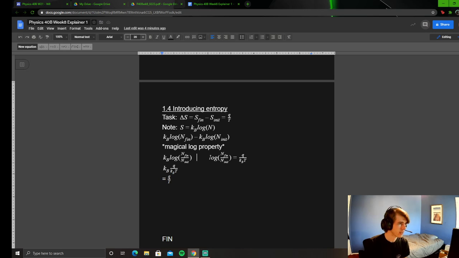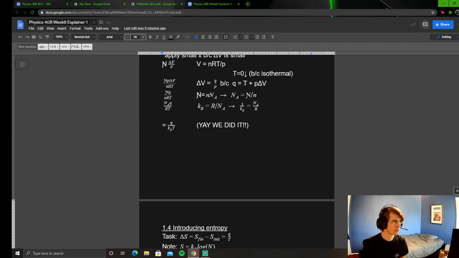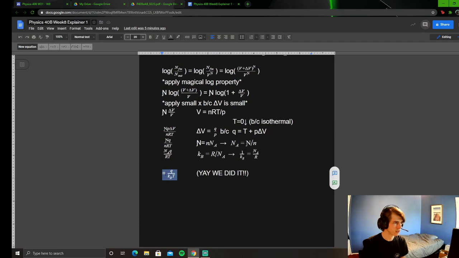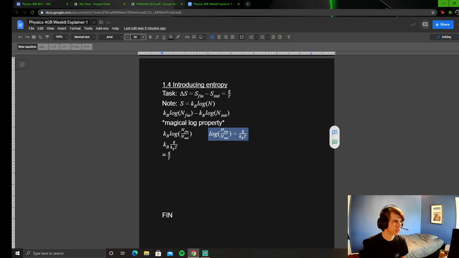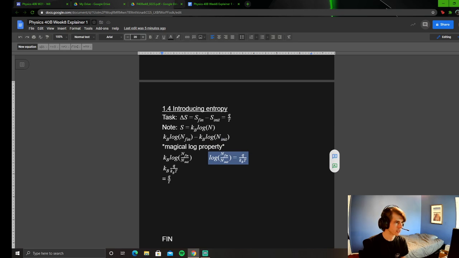And then after that, we get to this point. And remember that we already solved this part of the equation in 1.3. And we got this as our final answer. So we'll just go ahead and substitute this in. So once we do that, we get K Boltzmann times Q over K Boltzmann times T. K Boltzmanns cancel out, and you're left with Q equals T, which is exactly what we wanted. So yay.